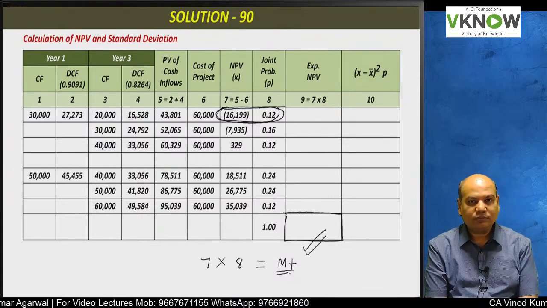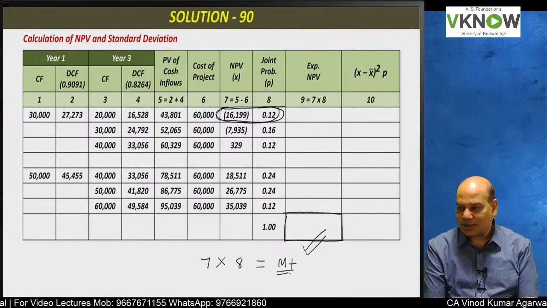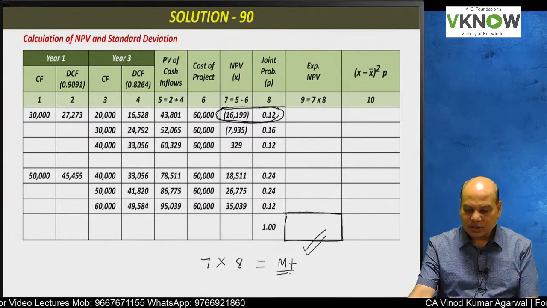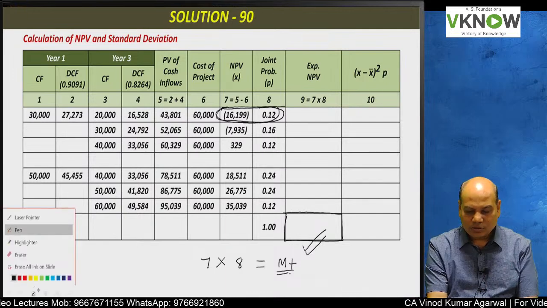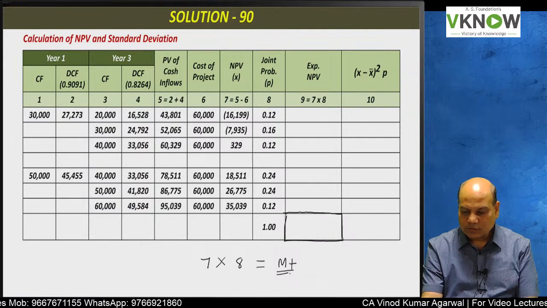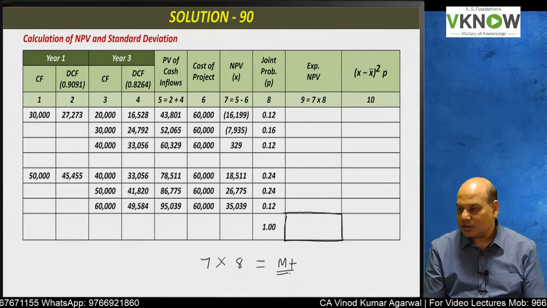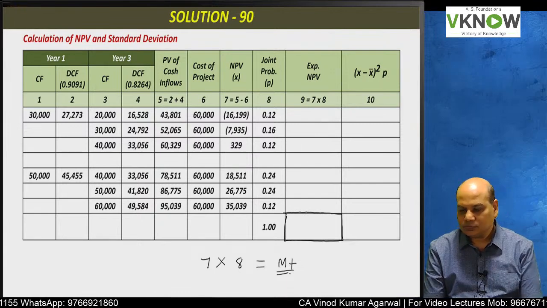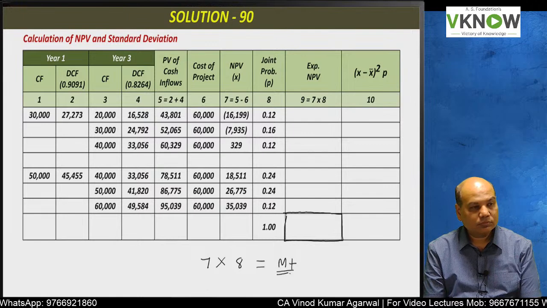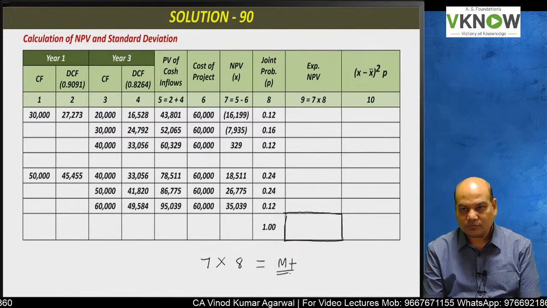I'll wait. Column number 7 into column number 8 figures. Please multiply and also take the total. Let us see who will give me the correct answer first. Correct answer, and it should be first.